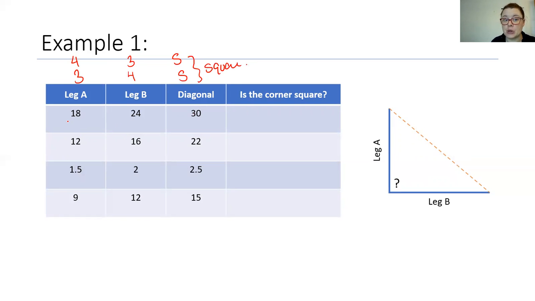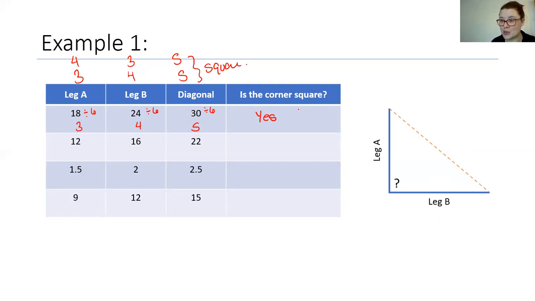So if that's true, then it's square. So let's look. We have 18, 24, and 30. What's the largest number we can divide those by? If you're thinking 6, you're right. So we're going to divide each one by 6. 18 divided by 6 gives me 3. 24 divided by 6 is 4. And 30 divided by 6 is 5. Yes, the corner is square because we have a 3, 4, 5 ratio of our sides.